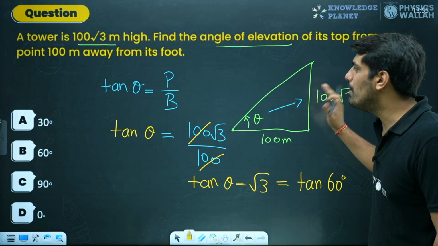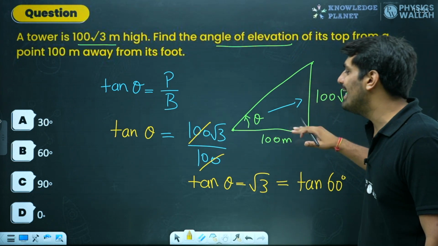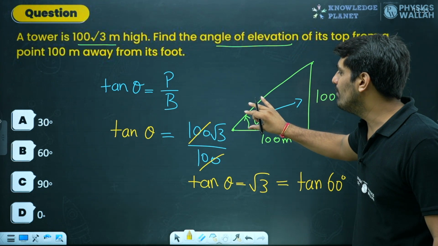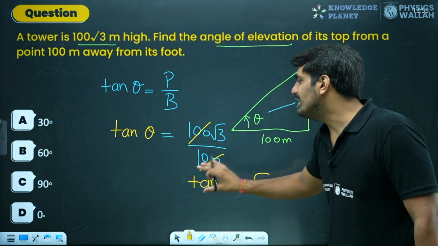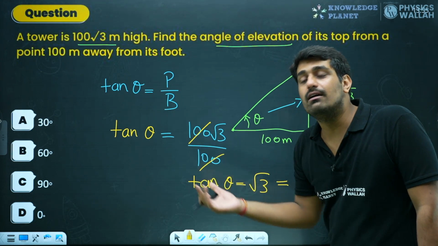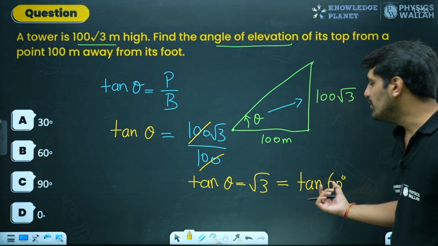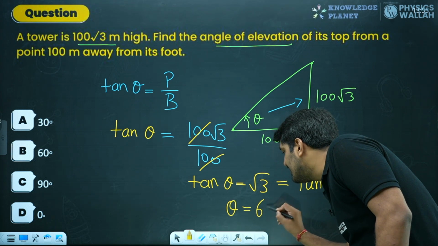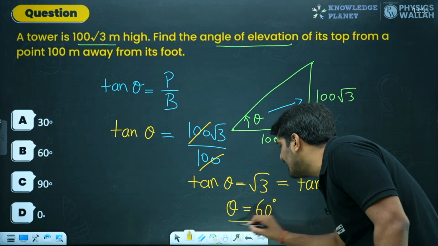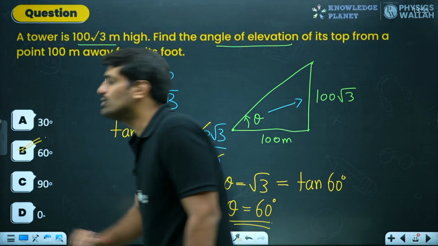Perpendicular by base. The value is 100 root 3 divided by 100. That is the base value, and this angle over here. So perpendicular upon base is tan theta. When I reduce this, 100 is gone, root 3 is left. Root 3 is the value of tan 60. From here, I can say that theta is 60 degree, and hence I have calculated the correct answer, which is option number B.